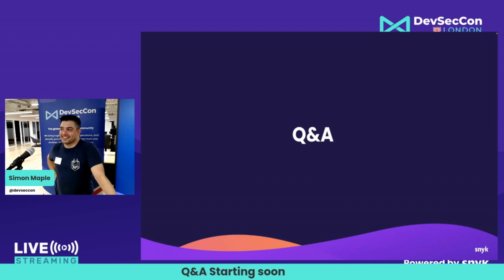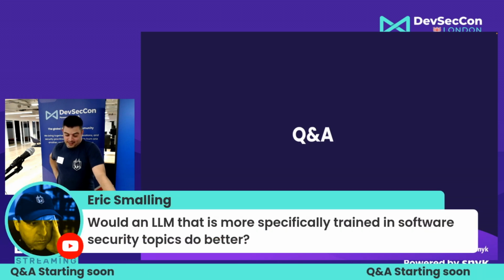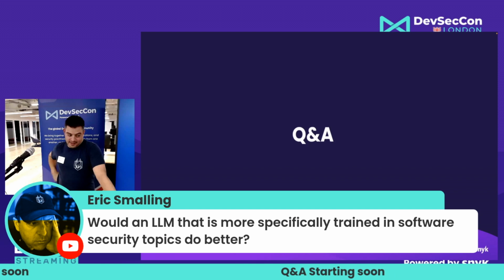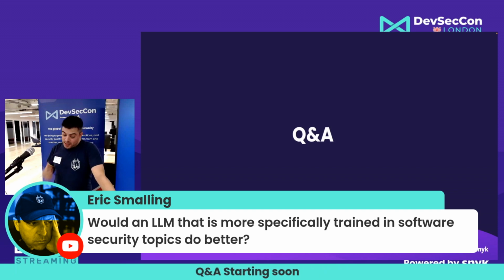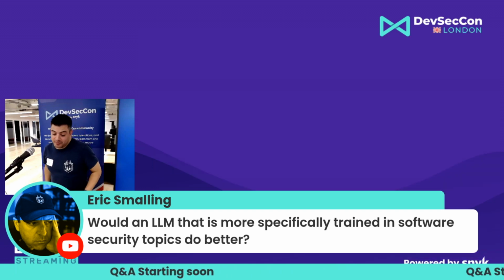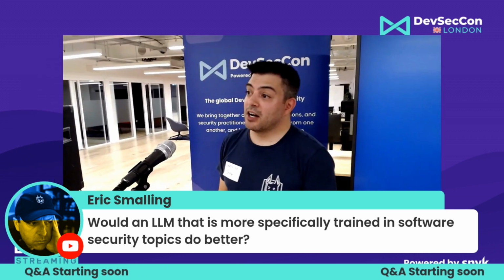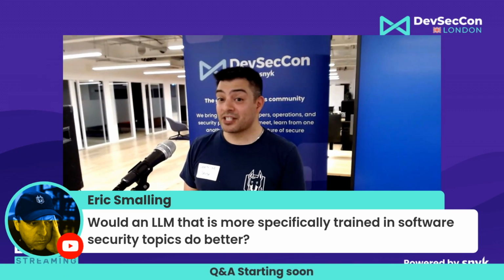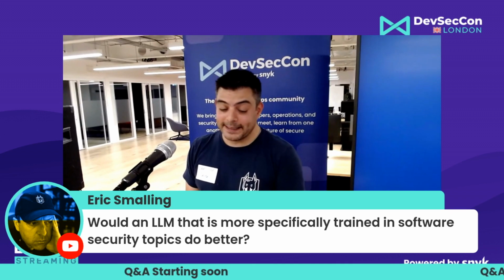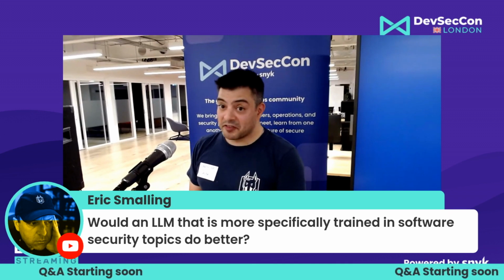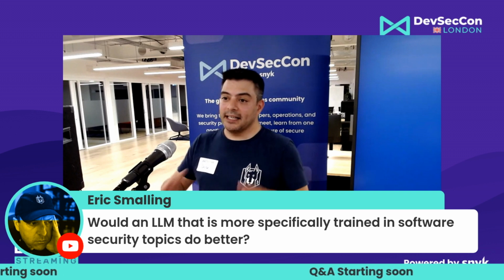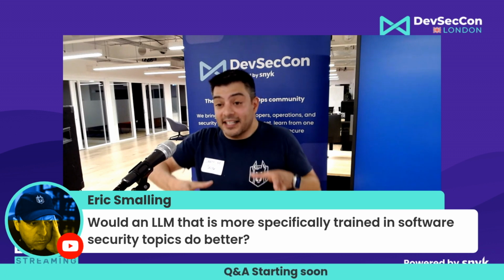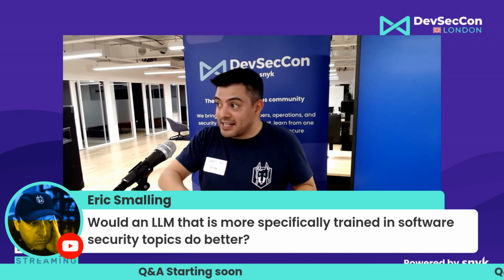But we have Eric from Texas, and he would like to know, would an LLM that is more specifically trained in software security topics do better? It would, well, so yeah, there are a number of LLMs that are very generic, very broad. Anything natural language processing tends to be very, very broad, which is what makes them great. Anything that is further fine-tuned will be better in its area, so it will be more accurate in its area.